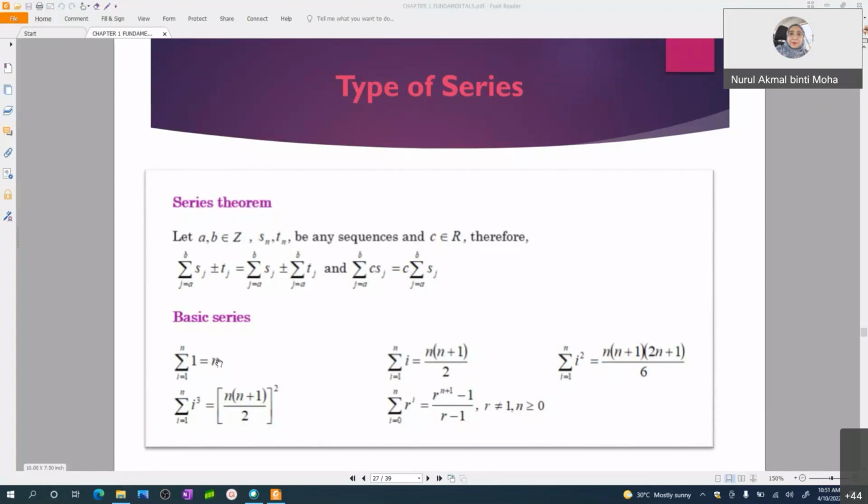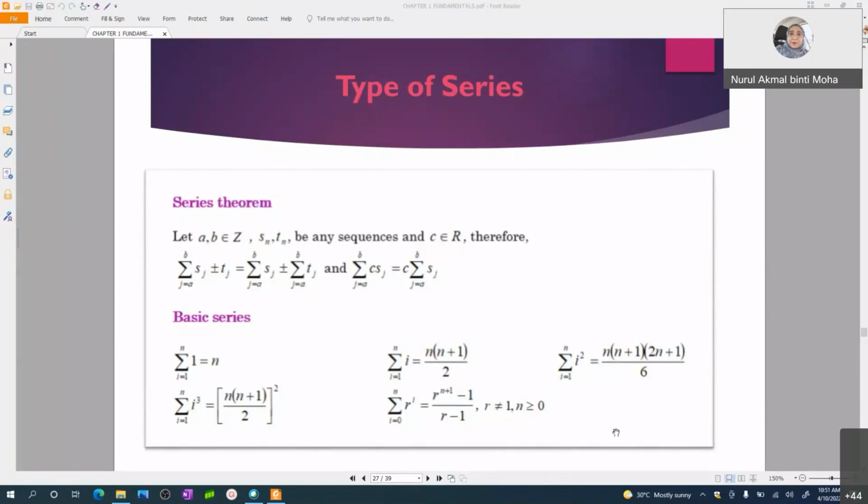Okay, so the summation starts from 1 up to n. The summation will give you n, regardless of the value of n. If n here is equal to 100, then the value will be 100. Is that okay?